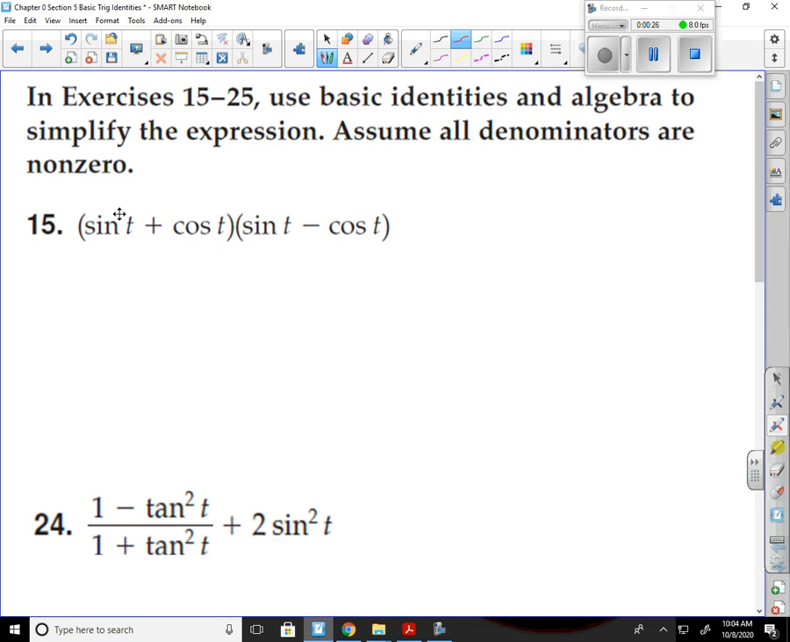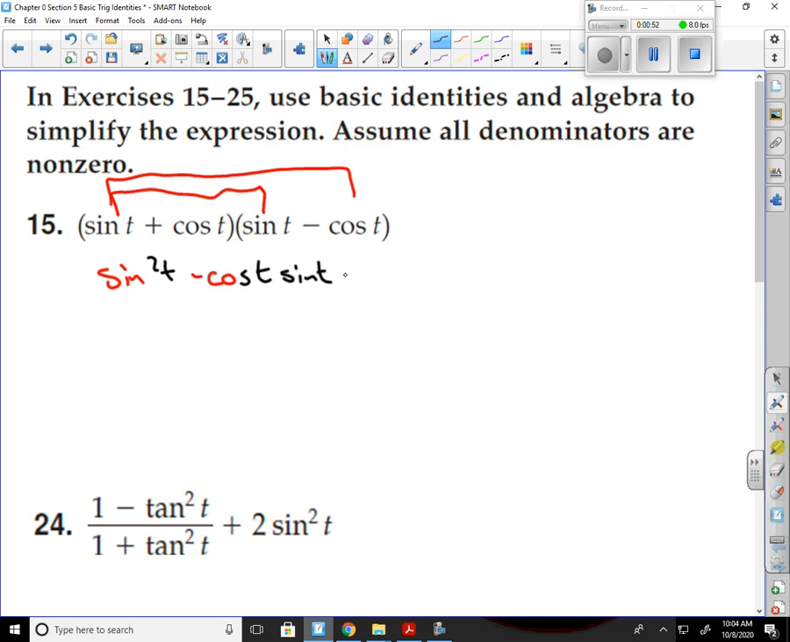So first up, we have sine t plus cosine t times the sine t minus cosine t. We have to FOIL this like we would normally do any function in algebra. So sine t times sine t gives us sine squared t. The outside would be negative cosine t times sine t. The inside would be cosine t times sine t.